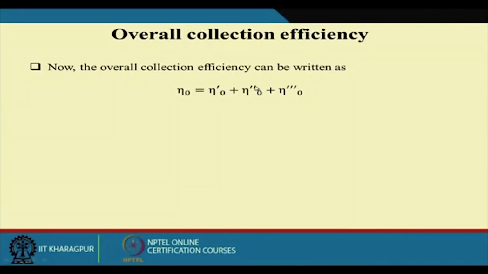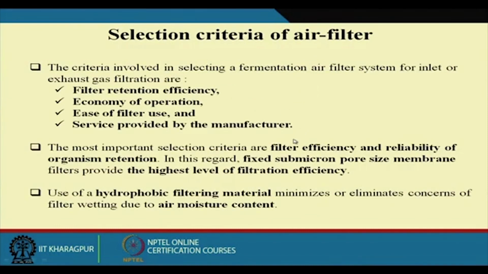Now, since in the air filter we target the smaller particles, and smaller particles have very low density, the particles separated through gravitation also can be neglected. So, usually the overall collection efficiency can be expressed as eta 01 dash, eta 02 dash, eta 03 dash. This is the collection efficiency due to inertial impaction, interception and diffusion.